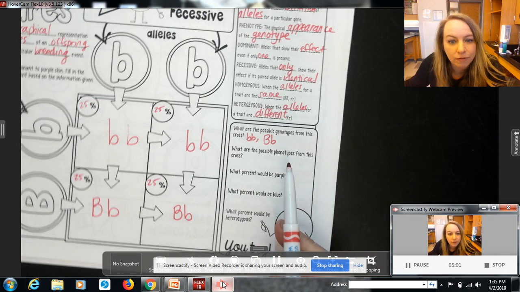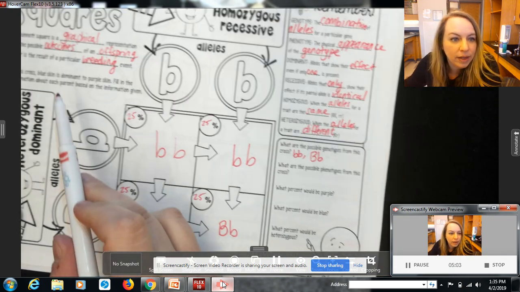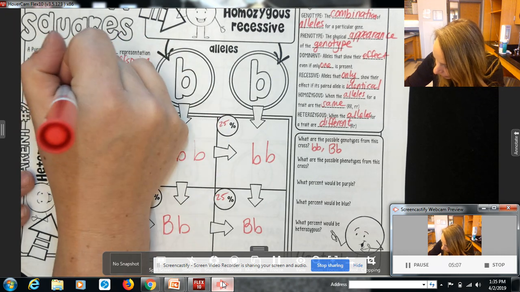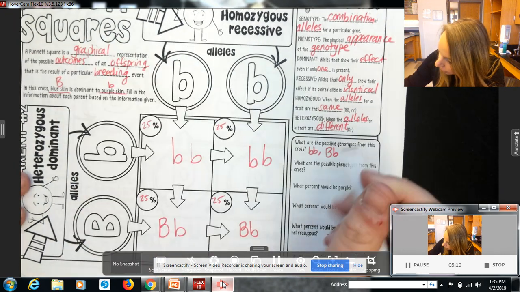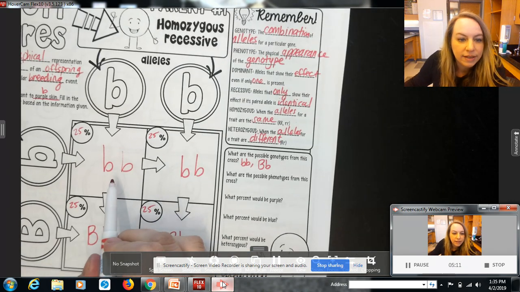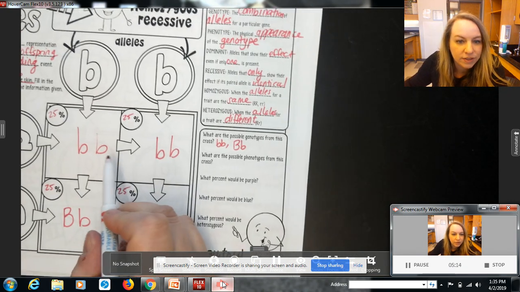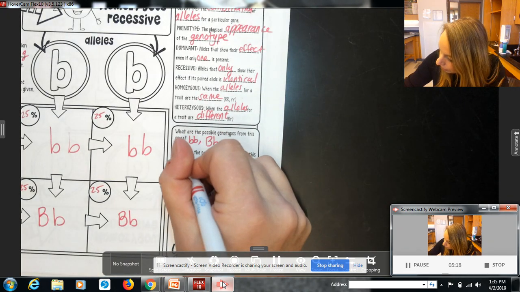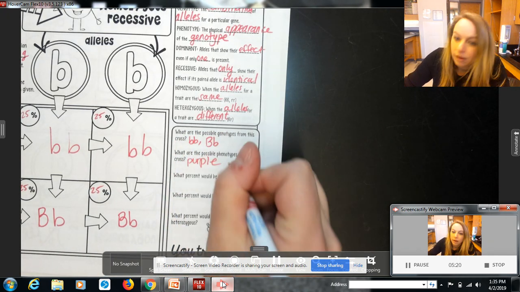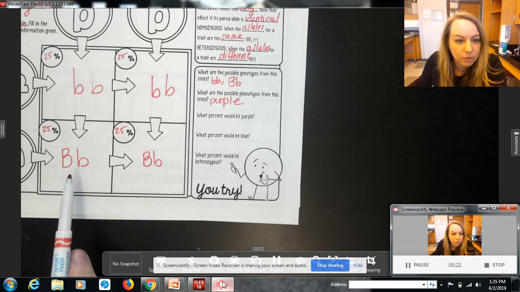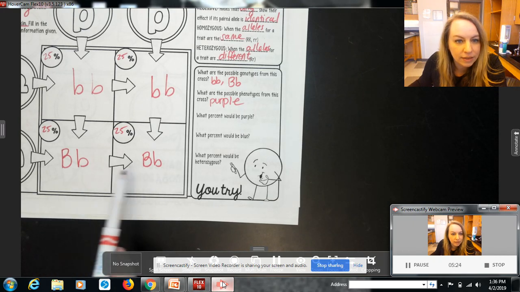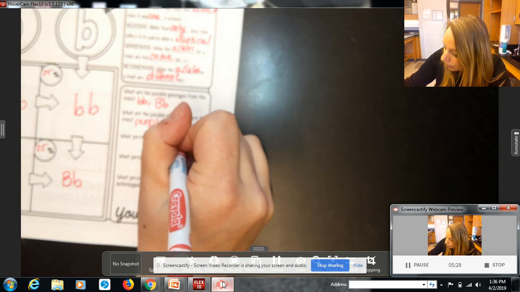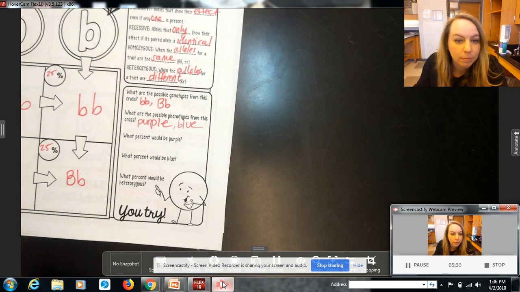The two possible phenotypes. So little b, remember that purple is little b and blue is big B. So these guys here will both be recessive, which is purple skin, so purple. And these two will both express the dominant allele, which is blue. So my possible phenotypes are purple and blue.